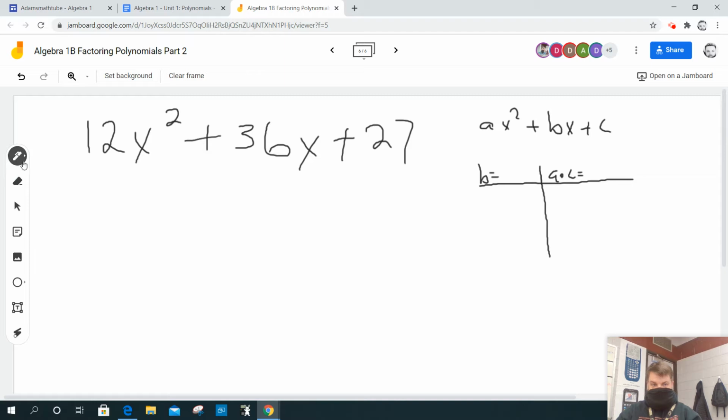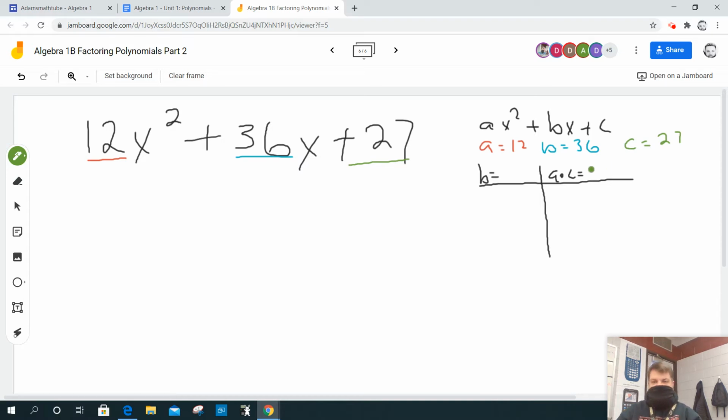So I guess the first thing I need to do is identify what A, B, and C are. So A is 12. B is 36. Now I'm only interested in the coefficients. Those are the numbers in front of the variables. And then 27 is a constant all by itself. And remember, we can't forget the sign in front of it. So all of these are positive, so it's like plus 27. Because it says plus 27, that would imply that it's a positive 27.